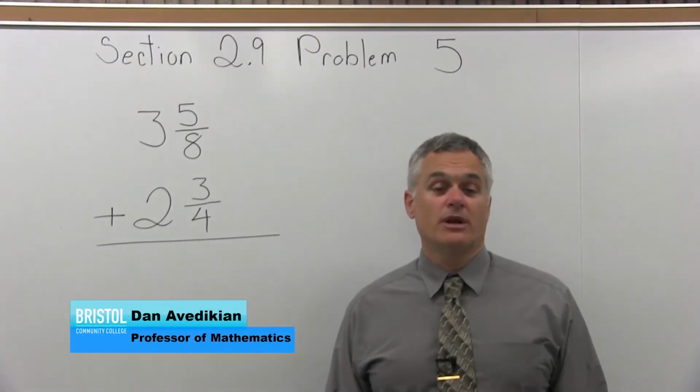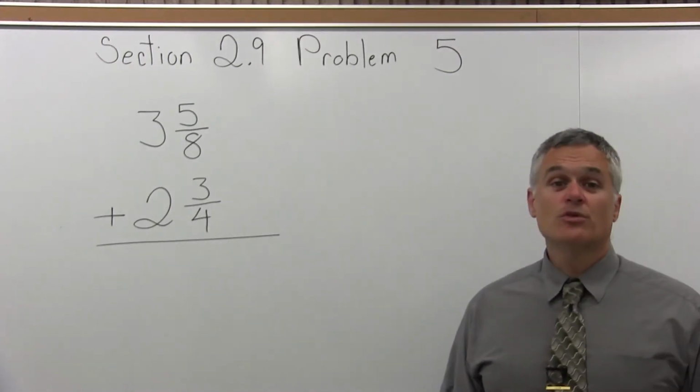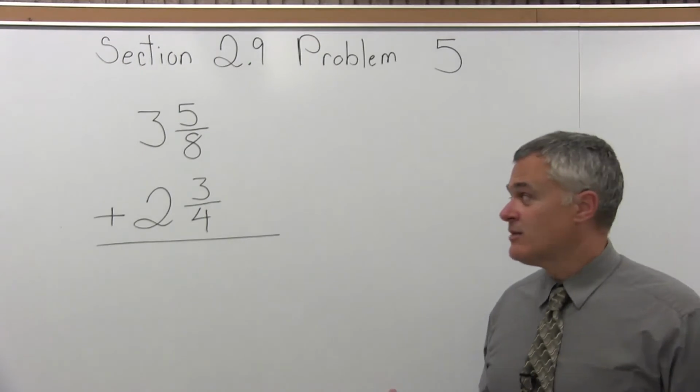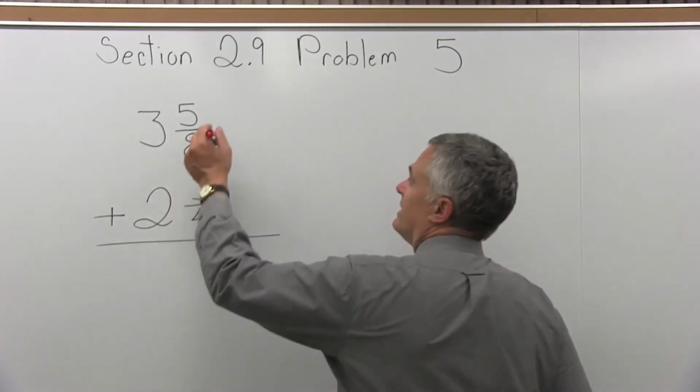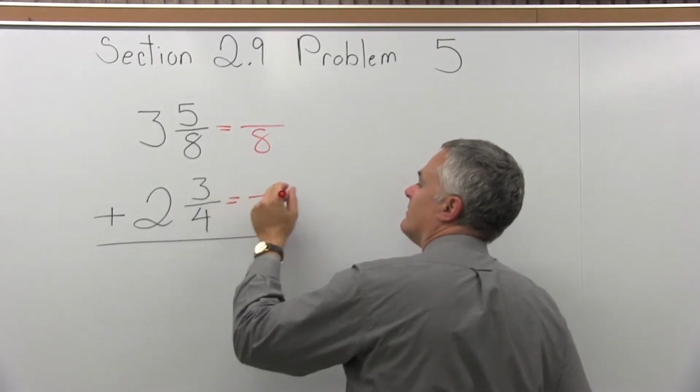This is Section 2.9, Problem 5. We have 3 5/8 plus 2 3/4. So we have to make the denominators the same. To add them, we need a common denominator. The 8 is a very good common denominator. Both denominators divide into 8 evenly.